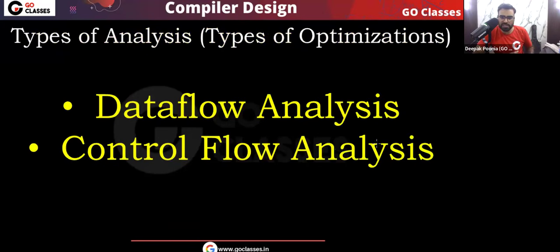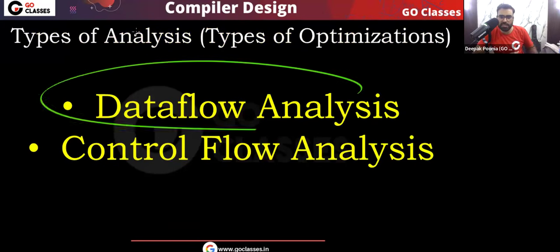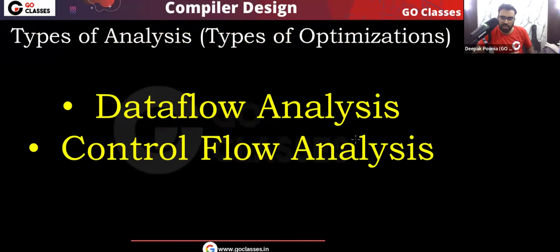There are two types of analysis. One is control flow, another is data flow. In the control flow analysis, we only analyze the control, how the control is flowing in your program. We do not worry about the variables. We do not worry about the data, like the values of the variables. Remember, in the control flow analysis, we only worry about how the control is flowing.